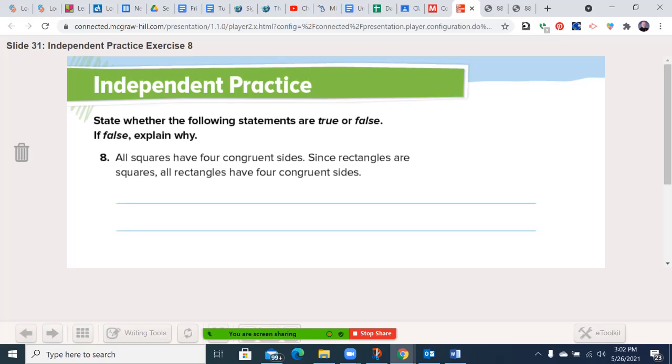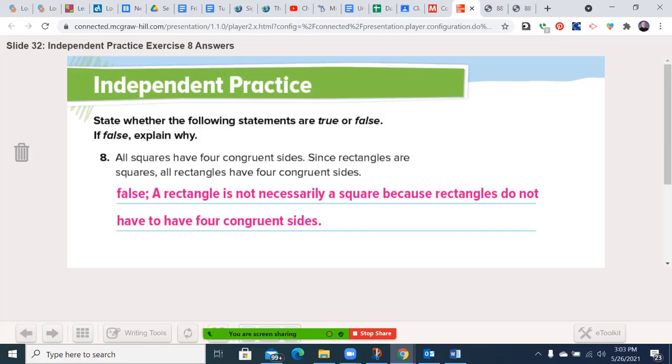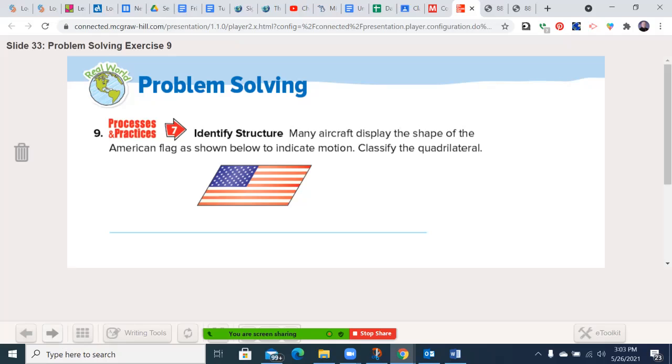All right, number 8, same thing. All squares have 4 congruent sides. Since rectangles are squares, all rectangles have 4 congruent sides. Remember, if it's false, tell me why. You may pause the video now. Welcome back. Let's see how you did. False. Rectangles don't have to have 4 congruent sides. Squares do.